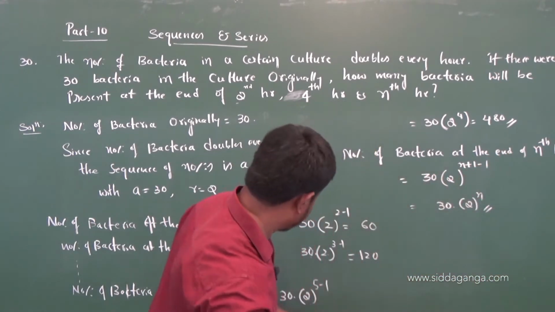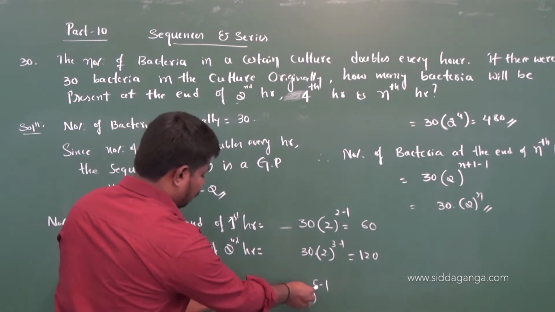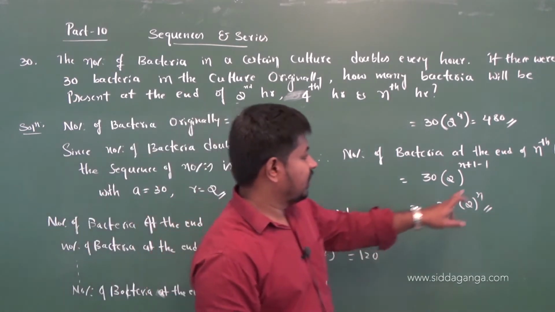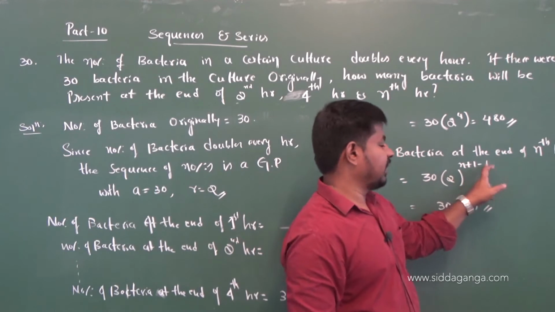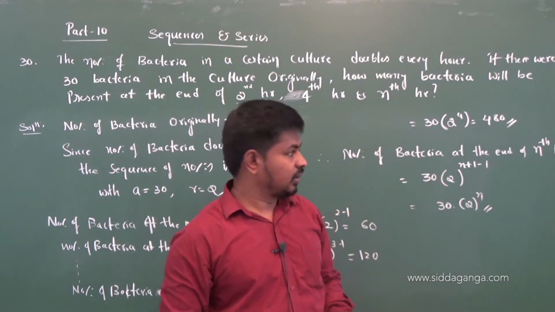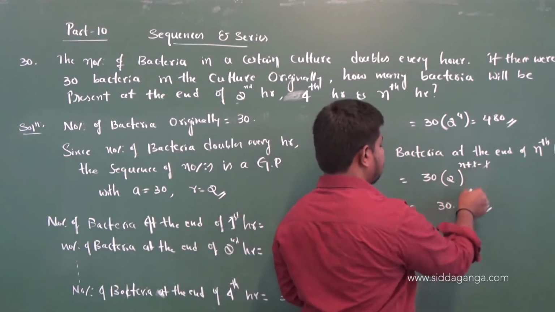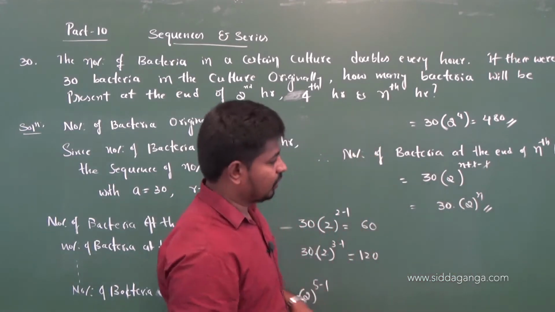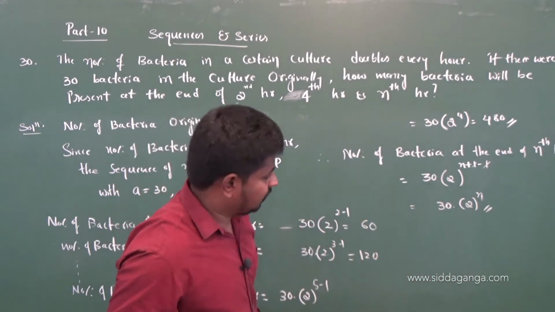Because you observe here, in the case of fourth term, you get 5 here, you mean 4 plus 1. In the same way, if you have nth hour, you will get n plus 1 minus 1. Hope you got it. So this is the required answer. That is 30 into 2 power of n is the required answer.